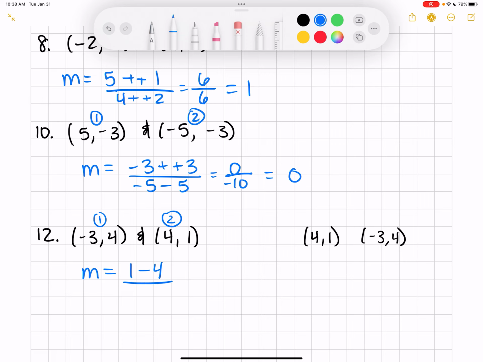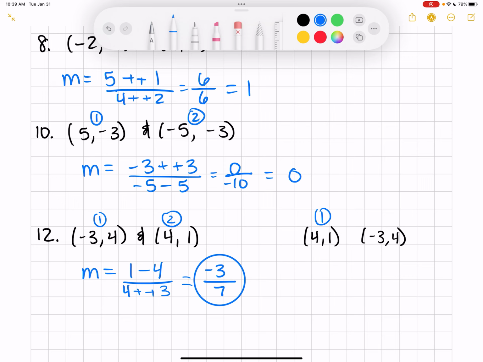Okay, and then the bottom: 4 minus 3. So minus a negative, so it's going to become positive. So 1 minus 4 would be negative 3, divided by 4 plus 3 is 7. So it would be negative 3 over 7 would be your slope for that one.